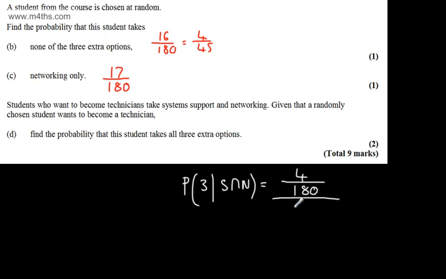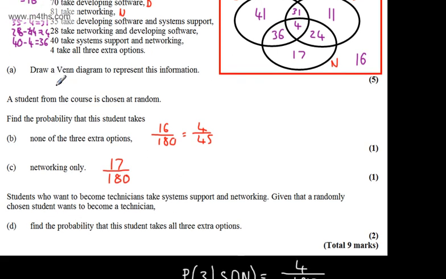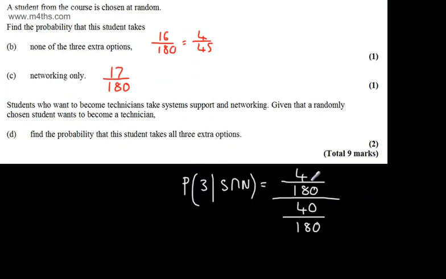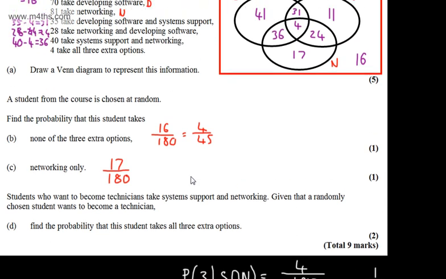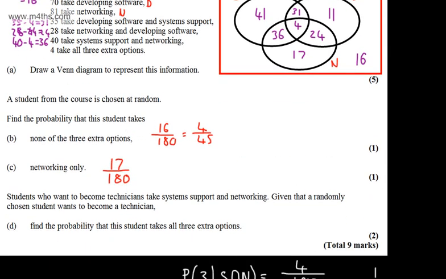So from the Venn diagram, or from the information, we could write this now simply as 4 over 180 divided now by the 40 over 180. I'm either taking that from the Venn diagram, which we can see just here, or we can take it from the information here. 4 out of 180 take all 3, 40 do the system support and networking. So that's going to give me 4 over 40, which will simplify to 1 over 10. So 1 over 10 is the final answer. You can of course use the full version of this one, but hopefully you can see either from a Venn diagram or from the information that it's relatively straightforward to answer.